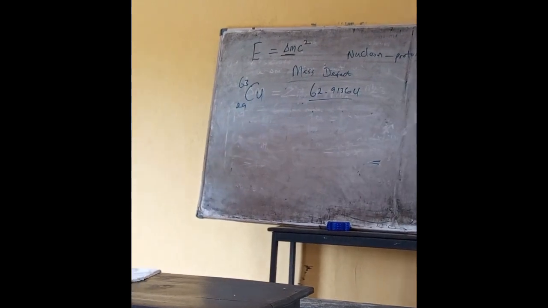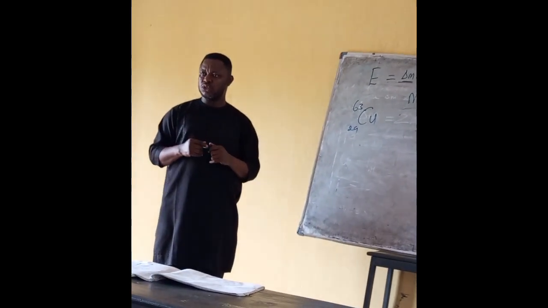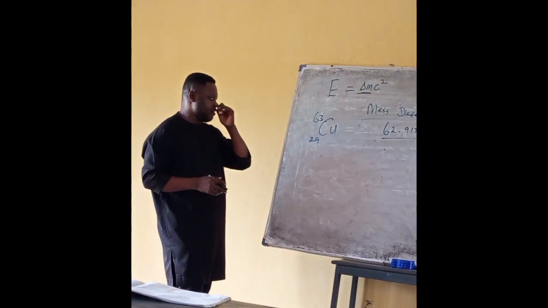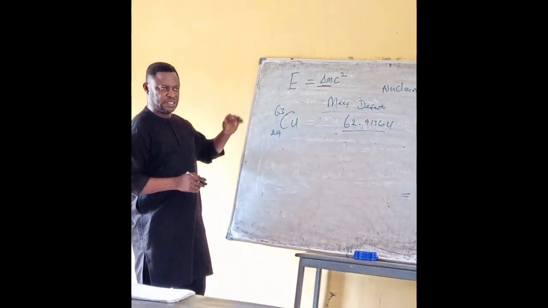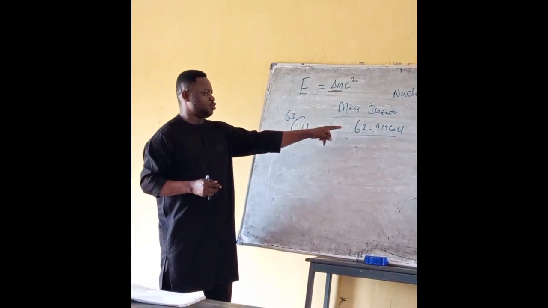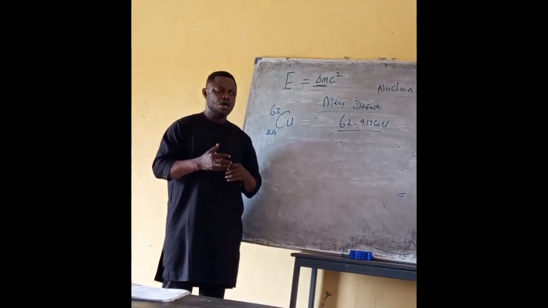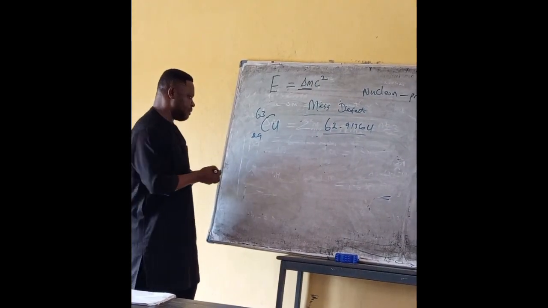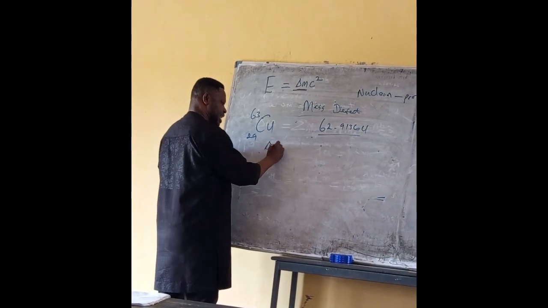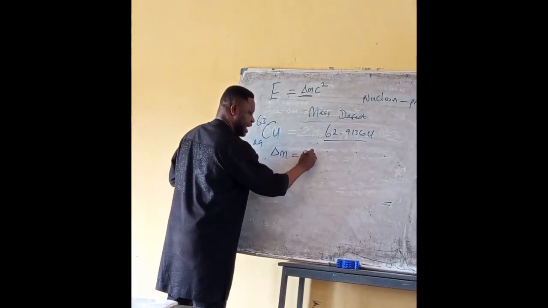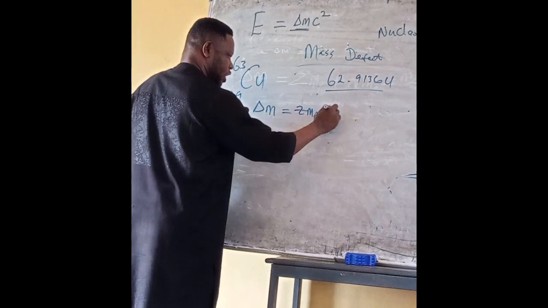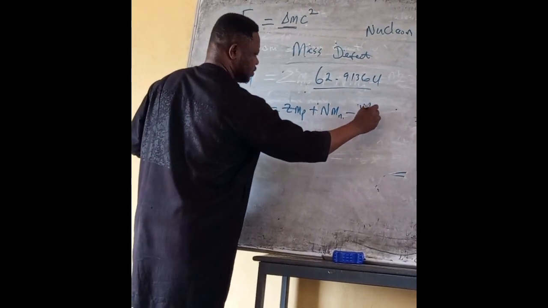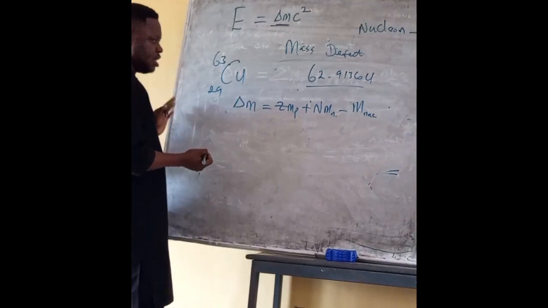All right, I will solve this one for you, and I expect you to solve some other ones I will give to you. So you have to find the mass defect of this copper 63, given the actual mass as this. Recall the equation for mass defect. What's the equation for mass defect? Change in M equals Z times the mass of the proton, plus N times the mass of the neutron, minus the mass of the nucleus.